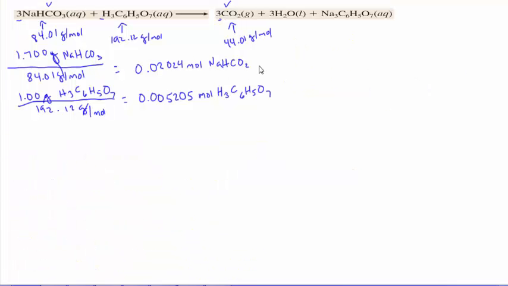To calculate this, we're going to take our moles of each reactant multiplied by the molar ratio to get to moles of carbon dioxide. So for the sodium bicarbonate, the molar ratio is what we're looking for on top. We're looking for carbon dioxide, so carbon dioxide goes on top. And the number in front is a 3. And on the bottom we put what we currently have. We currently have sodium bicarbonate, so that's going to go on the bottom.